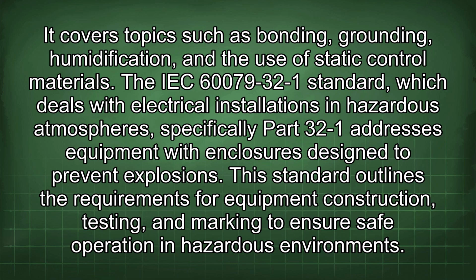The IEC 60079-32-1 standard, which deals with electrical installations in hazardous atmospheres, specifically Part 32-1, addresses equipment with enclosures designed to prevent explosions. This standard outlines the requirements for equipment construction, testing, and marking to ensure safe operation in hazardous environments.